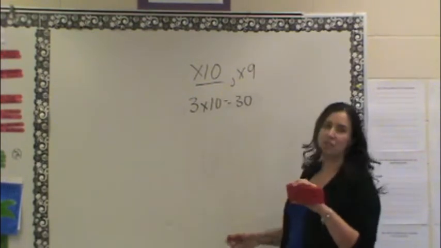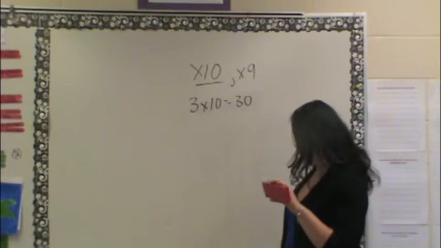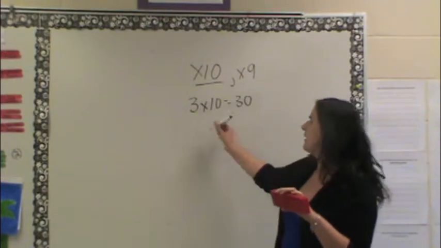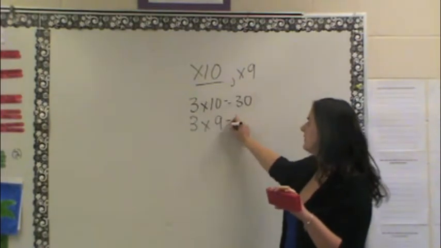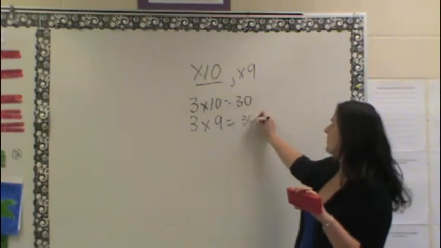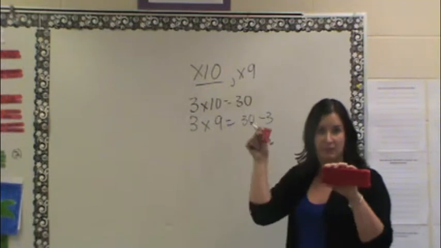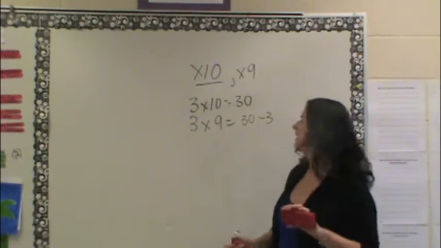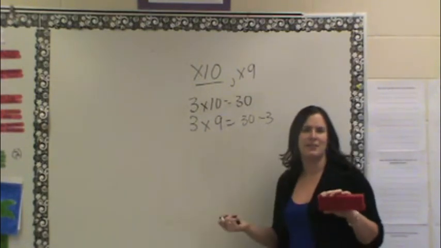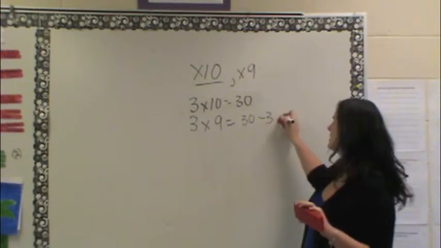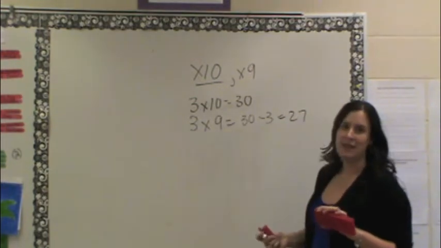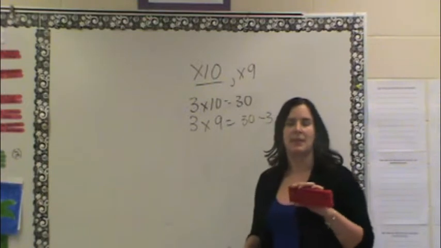So if I know that 3 times 10 is 30, the thinking involved in solving 3 times 9 is that really it's 30, but I need to take away 3 more for the side that I'm taking away. And 30 minus 3 is fairly easy if you know your partners of 10. You will easily see that that's 27. And that's how you would get your times 9.